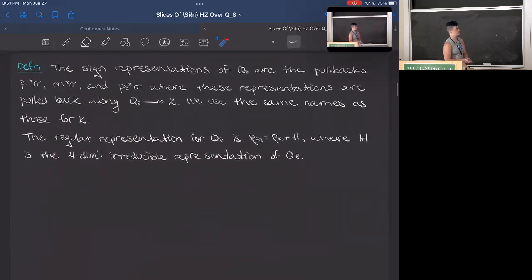We'll also be talking about the Quaternions. It also has sign representations. They're the pullbacks, P1 star sigma, M star sigma, and P2 star sigma, where these representations are pulled back along the quotient from Q8 to Klein 4. And we're going to be using the same names as those for Klein 4. We then have that the regular representation for Q8 is rho Q8, which is rho K plus H, where H is the 4-dimensional irreducible representation of Q8.